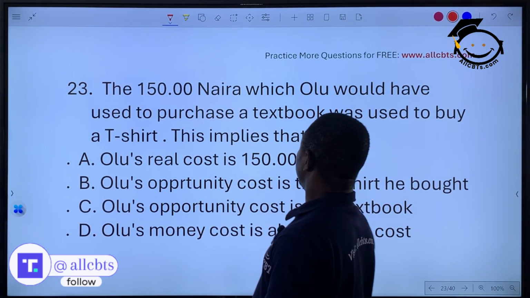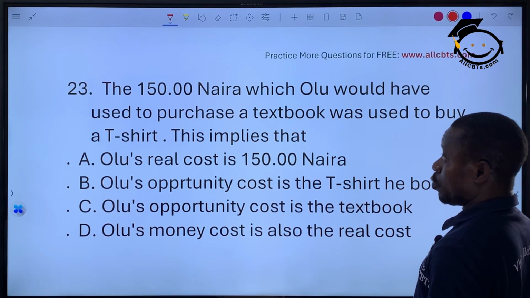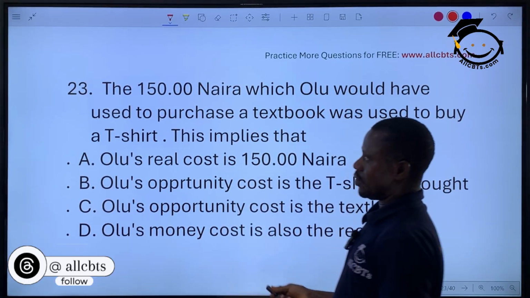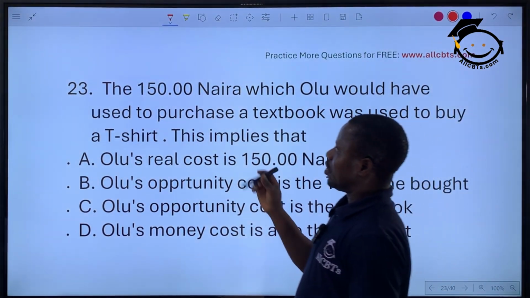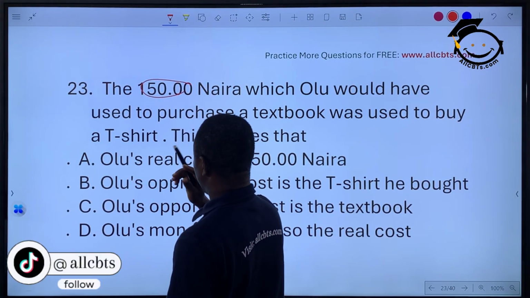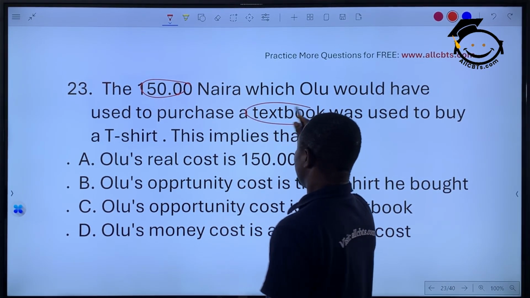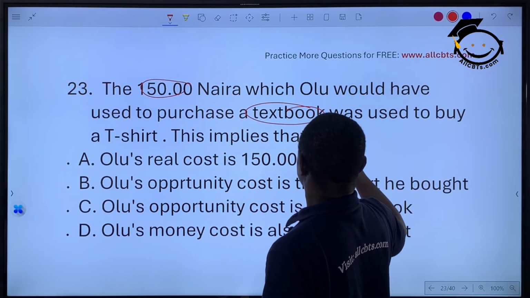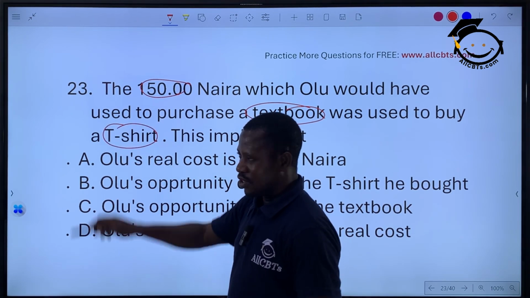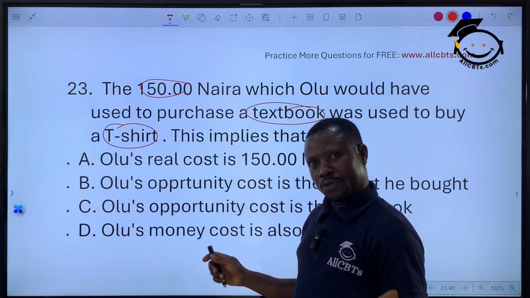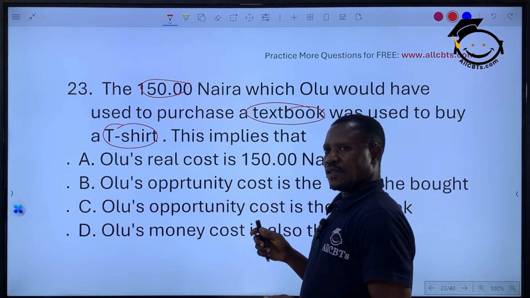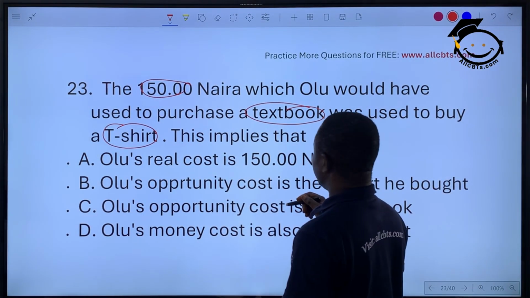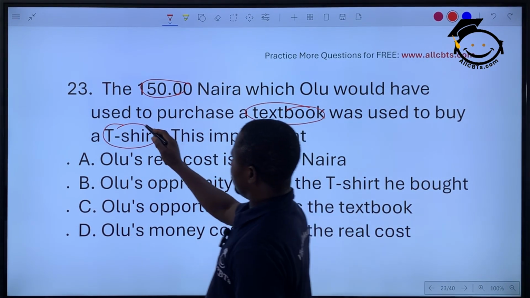The 150 naira which Olu would have used to purchase a textbook was used to buy a t-shirt. This implies that, wow. So Olu was given 150 naira to buy what? To buy a textbook. But instead of buying the textbook, what happened? Olu went ahead to buy t-shirts. As an economics student, before I even go to the options, what is the choice of Olu? Olu's choice is the t-shirt.